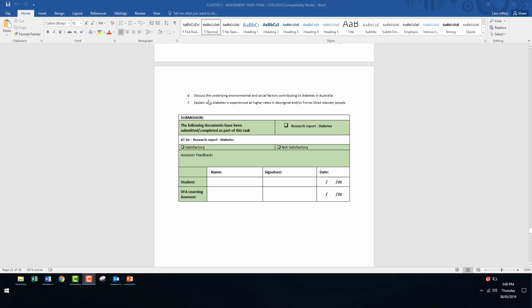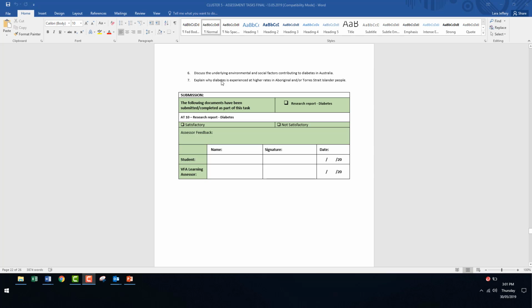Okay, question 6. Discuss the underlying environmental and social factors contributing to diabetes in Australia. Okay, I think that is fairly self-explanatory. Remember what environmental means? It's the environment you live in. What are the things in the environment, and then what are the social issues? We've discussed a lot of this terminology, we've used it a lot through cluster 3 and cluster 4. So if you haven't got a good grasp of what environmental and social factors might be by now, you need to ask one of the trainers.